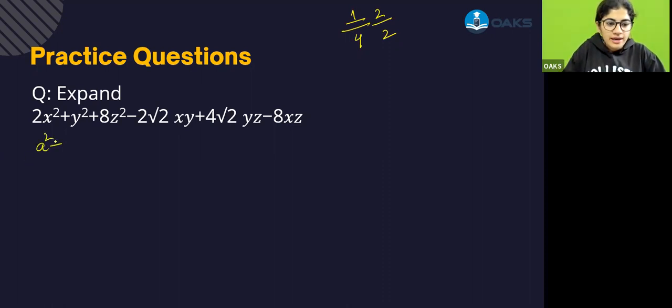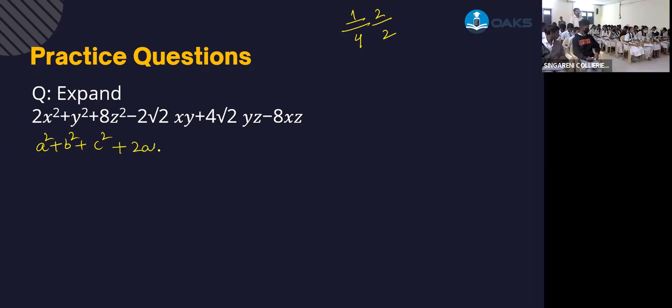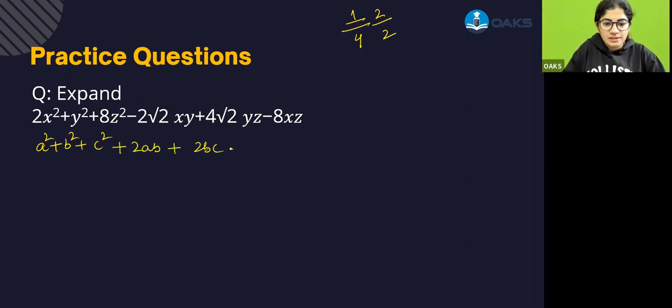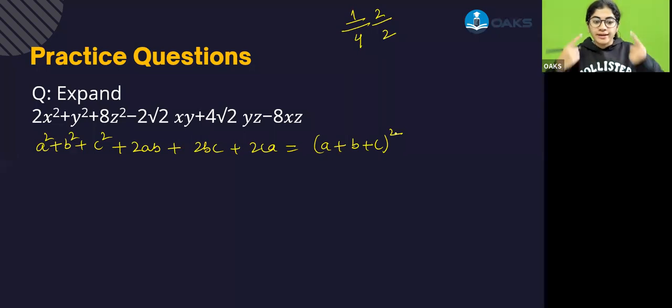Okay. a square plus b square plus c square plus 2ab plus 2bc plus 2ca is equal to a plus b plus c whole square. You need to identify a, b and c, and you need to identify the signs also. So there are two tasks for you: identify a, b and c, and identify the signs. So just try to write this in this format.